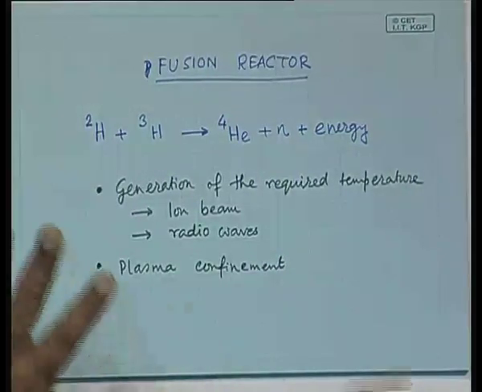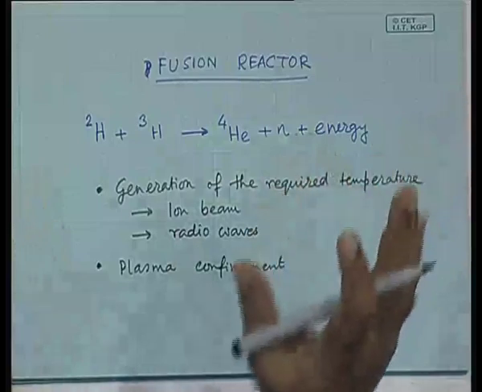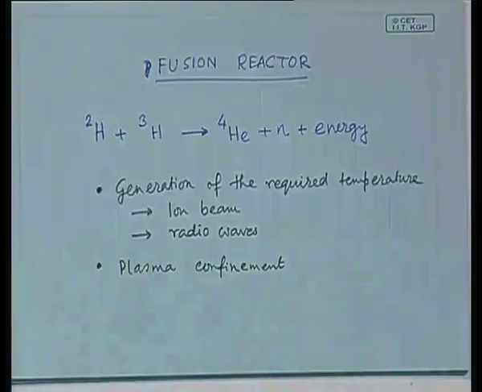So, plasma, do you understand what plasma is? It is where the gas is raised to such a temperature that the electrons are stripped off, and you have the electrons separate and the nuclei separate moving inside the gas. That state is called plasma state. So, what we are talking about is plasma confinement. How to confine the plasma?